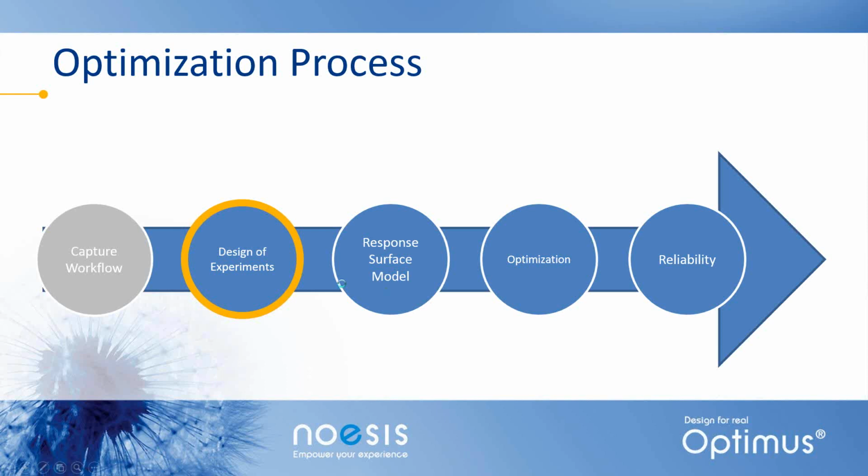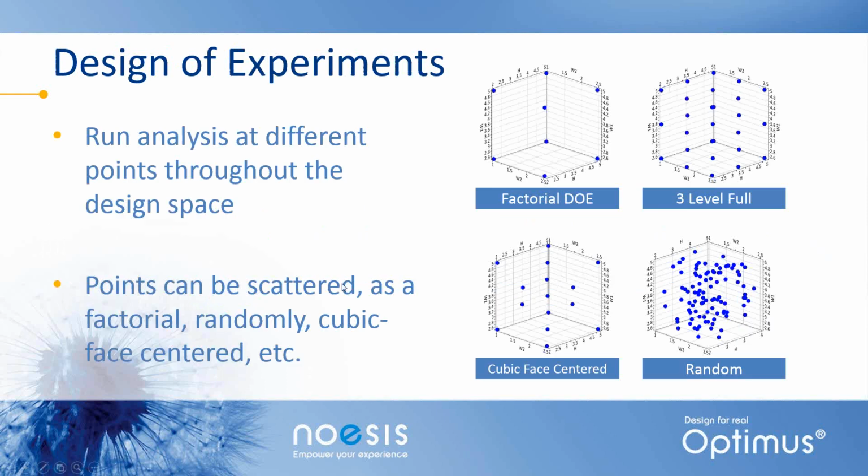To give you a little more background, building on what Mike talked about earlier, a design of experiments is a statistical coverage of your parametric design space. So ultimately what that means is that we run different experiments inside of that design space. And the points can be selected in a variety of ways. Most people are familiar with the factorial design of experiments, essentially where a point is placed in each of the corners of the design space.